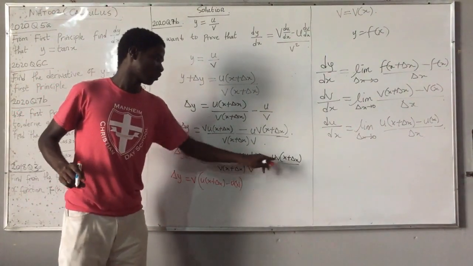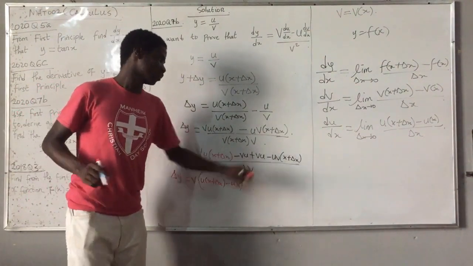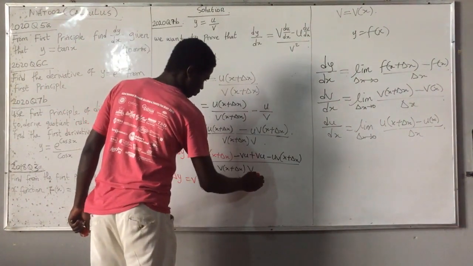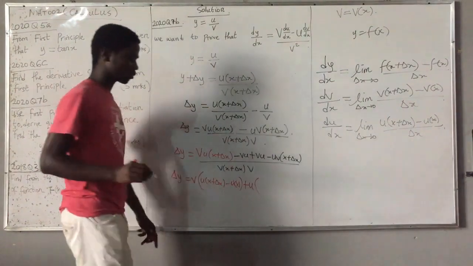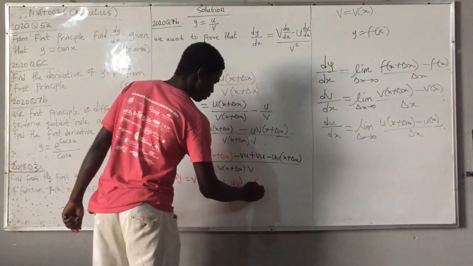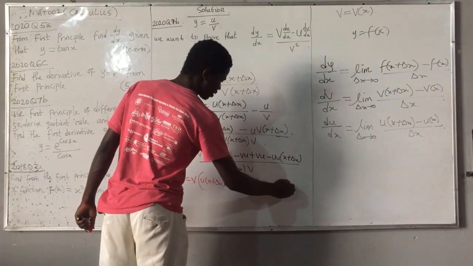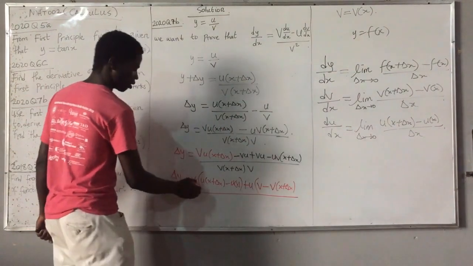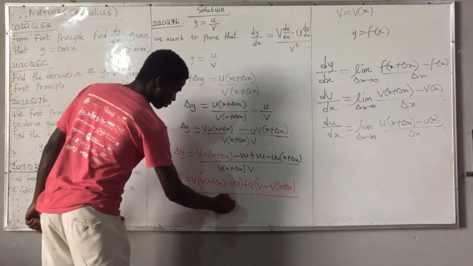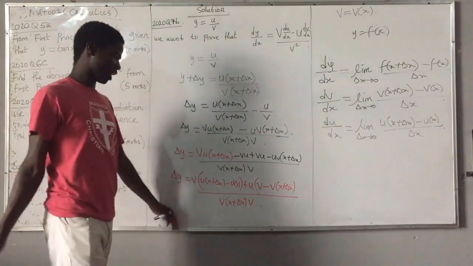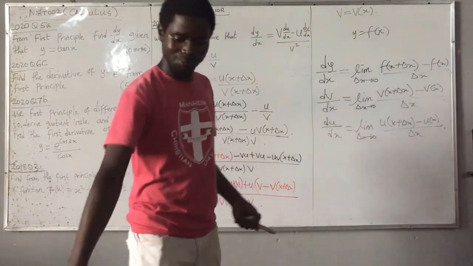Then u is common here as well. You can see u is common. So plus u. I'll be left with what? V minus v of s plus delta s all over v of s plus delta s times v. That's what I have. So let's continue.